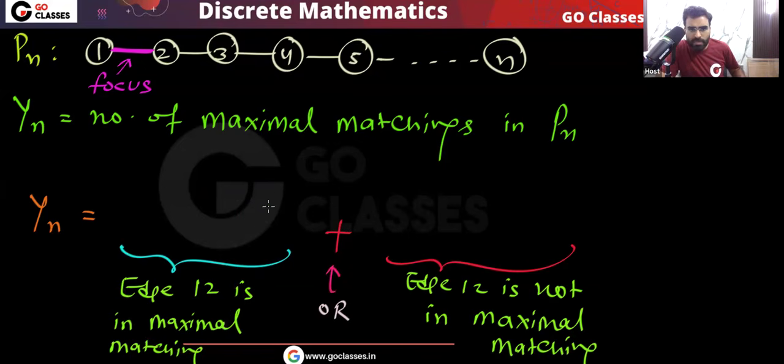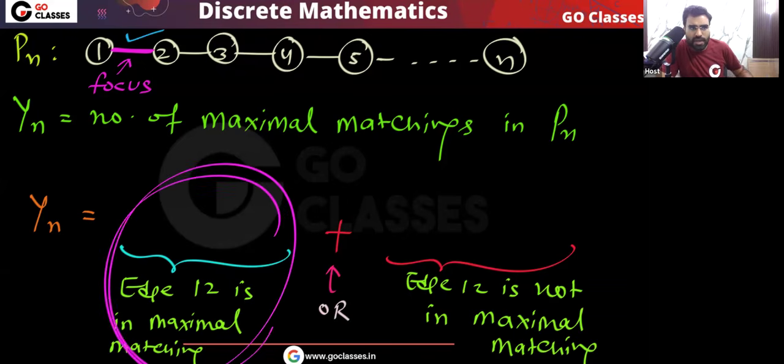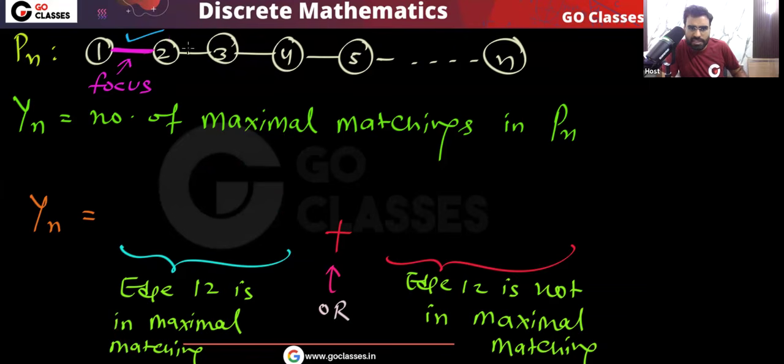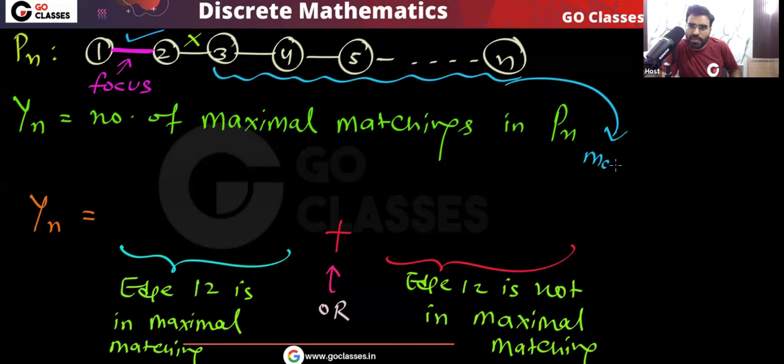Okay, so how many maximal matchings are there which contain this edge 1 2? So just focus on this. Let's assume that this edge 1 2 I have taken in the maximal matching. Now, how many maximal matchings do we have containing this edge 1 2? If you have taken this edge 1 2, then definitely this edge 2 3 we cannot take in the maximal matching. Now remember, in this remaining graph you can find a maximal matching. Yes or no? Here you can create a maximal matching.